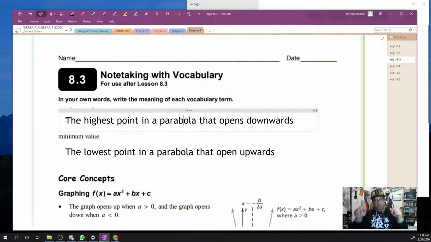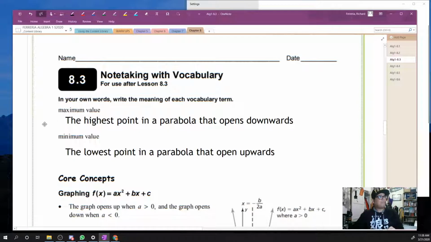Okay, so depending on whether your parabola opens up or down, you'll either have a highest or lowest point. Now, if a parabola has the highest point, it won't have a lowest point. It'll just keep going down. Likewise, if a parabola has a minimum value, it'll just keep going upwards. So no need to worry, a parabola is either going to have a highest point or a lowest point, never both.